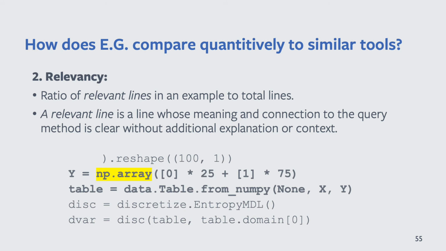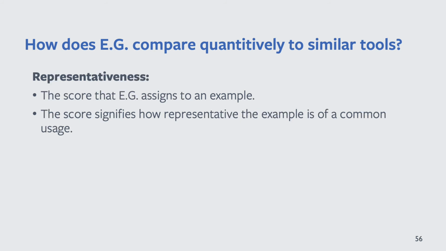Since Program Creek examples are complete methods, relevancy was not a meaningful measurement. We only measured relevancy for code search and EG. The third metric is representativeness.